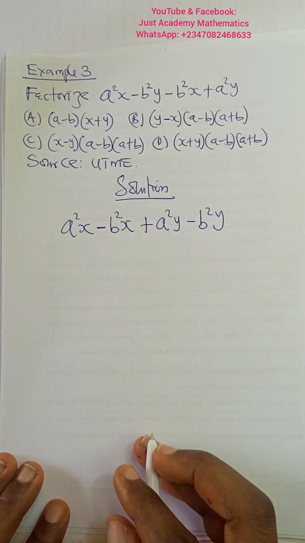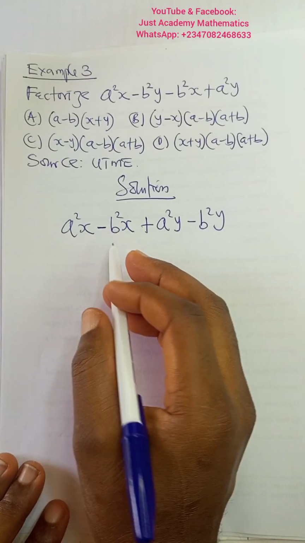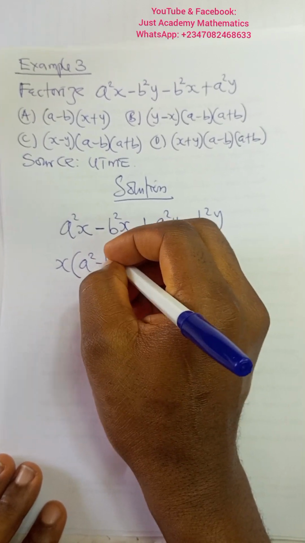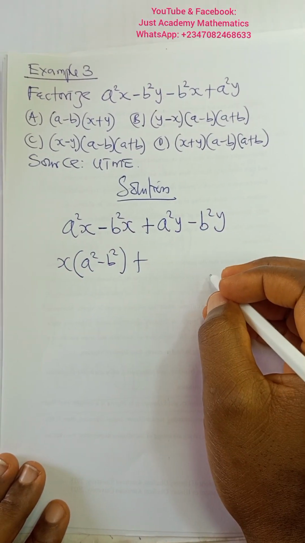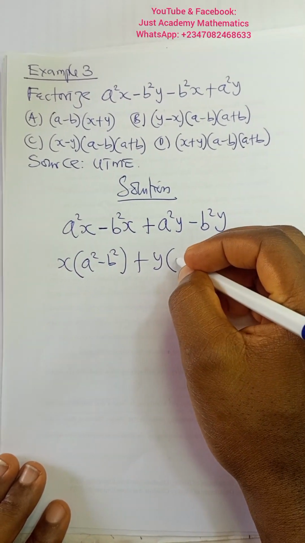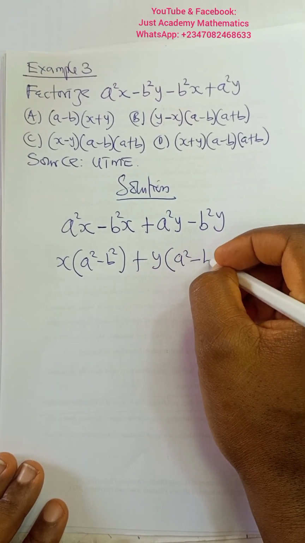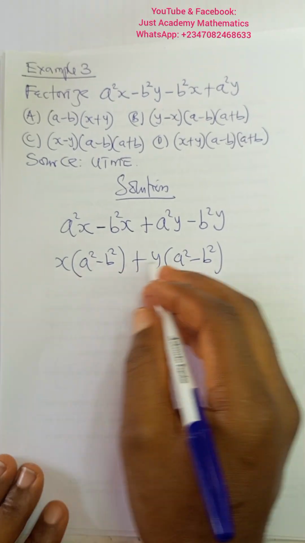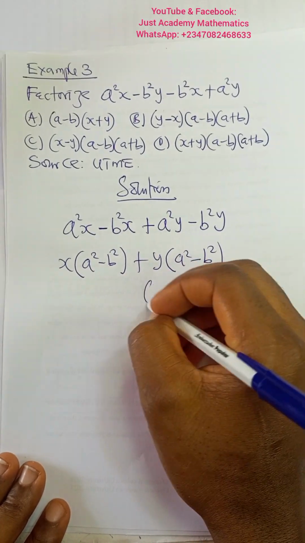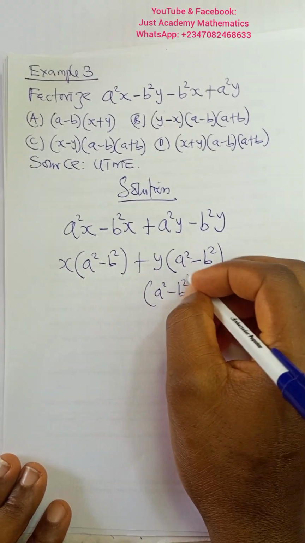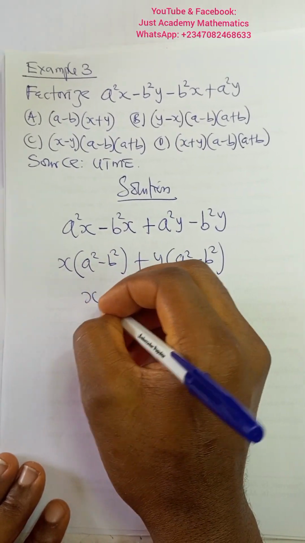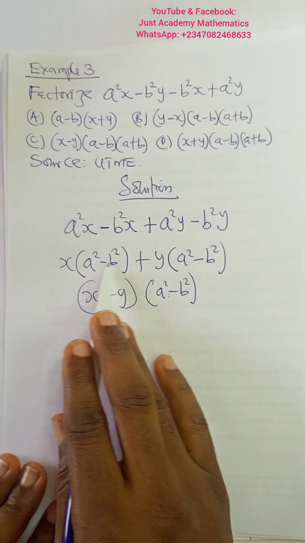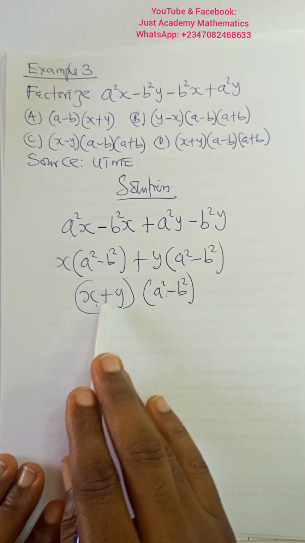Then you can now factorize in pairs. In this first pair, what is common? x is out. What will remain? a square minus b square. In the second one, what is common? y is out. What will remain? a square minus b square. Of course, you can see now, if you factor out what is common, a square minus b square, what will remain here? It will remain x here. What will remain here? It will remain y. So this time, you bring out what is common, and it remains this and this.